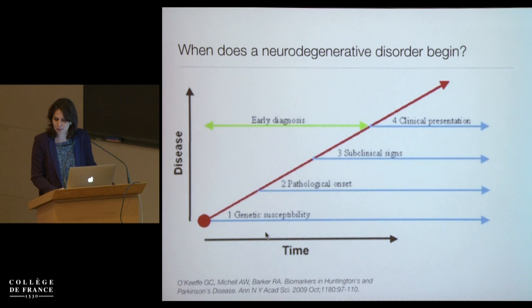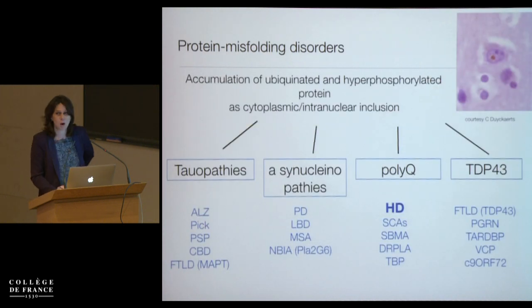Compensation, I don't know why I put it in the title, because I don't have many examples about what's happening there, but we think there must be compensation. So what do these disorders have in common? I think the most evident thing is that they're all protein misfolding disorders with inclusions, intranuclear for the most part, or intracytoplasmic, and they accumulate a protein which is most of the time hyperphosphorylated.